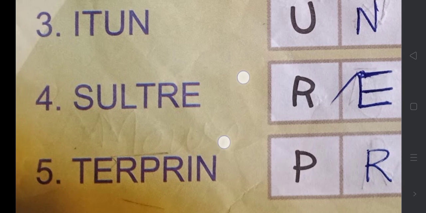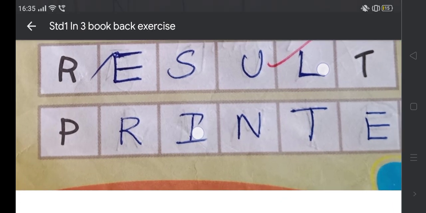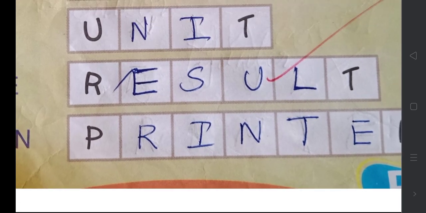Then the fourth one. What is this? Sultry. Is there any meaning for this word? No, right? So what we have to do is bring this re to the front, then this will become result. See here, I have made it result.